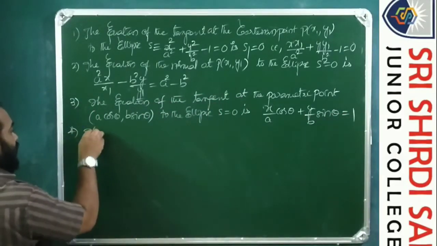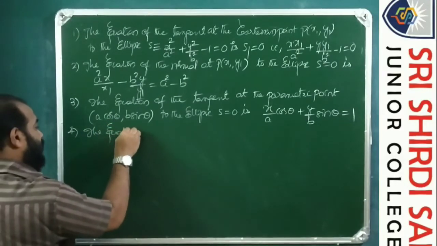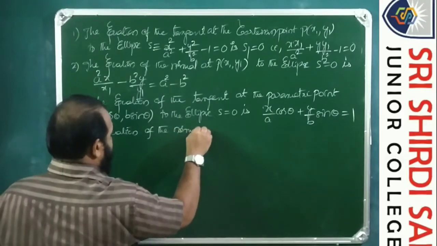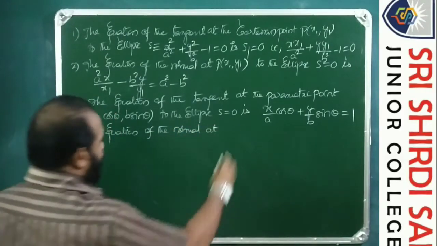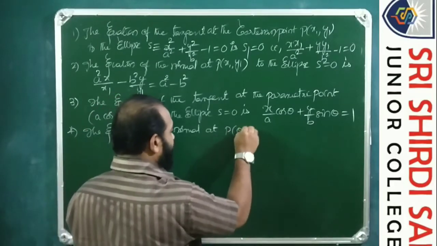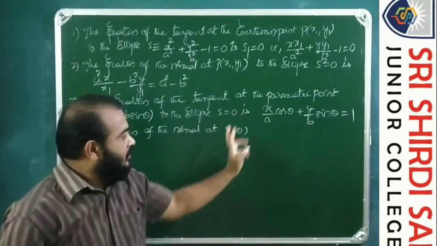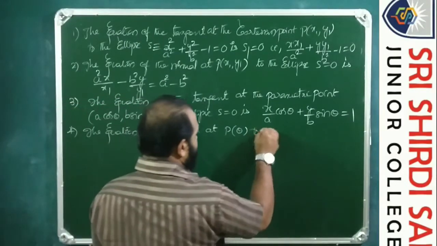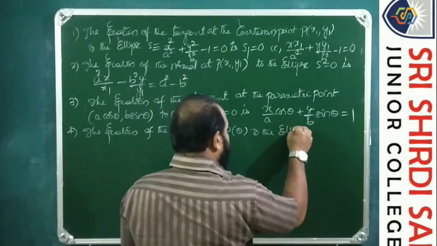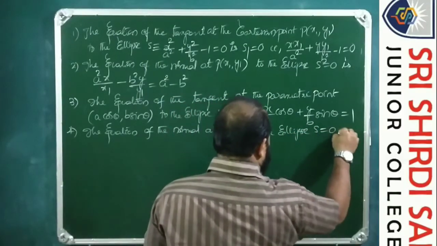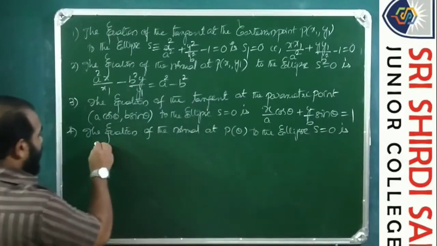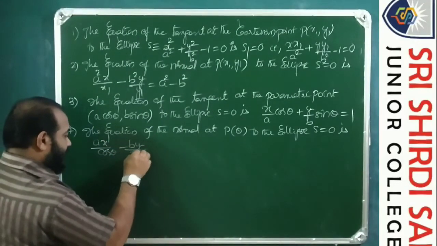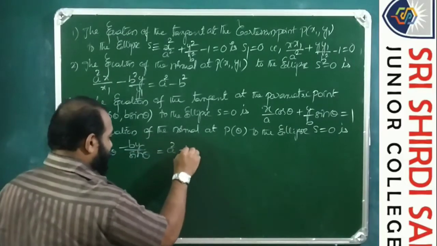The equation of the normal at the parametric point P theta, the parametric point being denoted as P theta, that is (a cos theta, b sin theta), to the ellipse S equals 0 is a x by cos theta minus b y by sin theta equals a square minus b square.